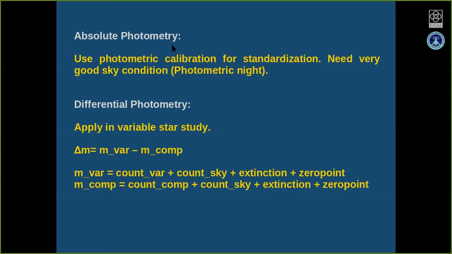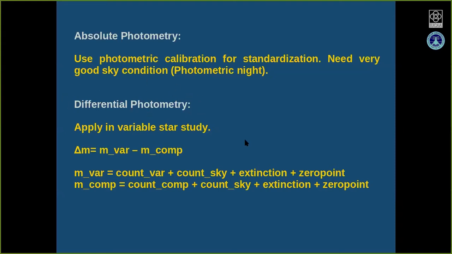But if you would like to do absolute photometry, then your night should be very good. Photometric night or night condition should be very good. Seeing should be very low. Later on, we'll discuss seeing. What is seeing? Okay. So there is another photometry. We call that differential photometry. Generally, people who do variable star study use this differential photometric technique.